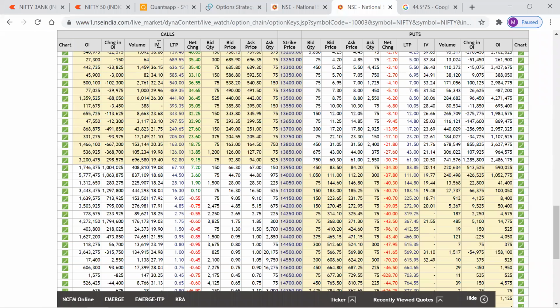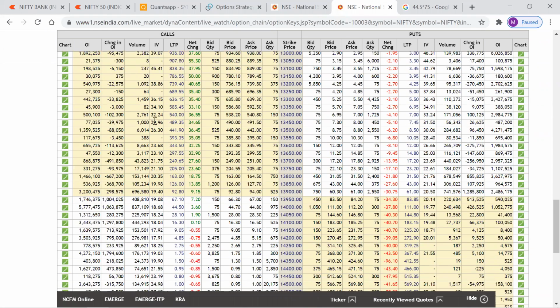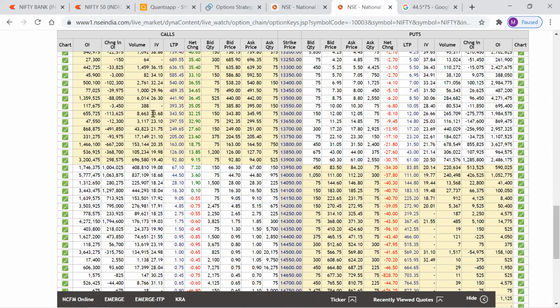IV is nothing but implied volatility, which tells you with how much speed the premiums can move upward or downward. That's it. In simpler words, implied volatility tells you with how much speed a premium can move upward or downward. It just tells you that.